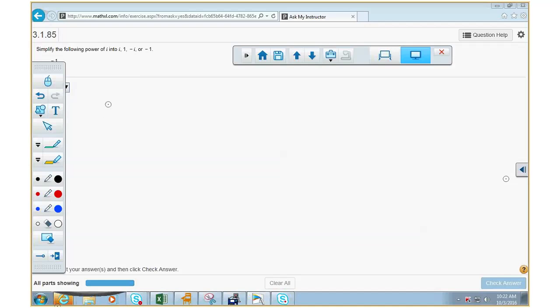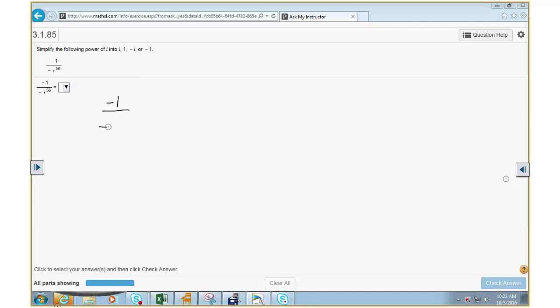All right, so we got -1 over -i to the 56th power. This is not equal to -1 over -i to the 56th power, is it? This does not equal this. So you can really say this is -1 over -i to the 56th power. You can just cancel the... Yeah, you can do that. Yes, you can do that too.